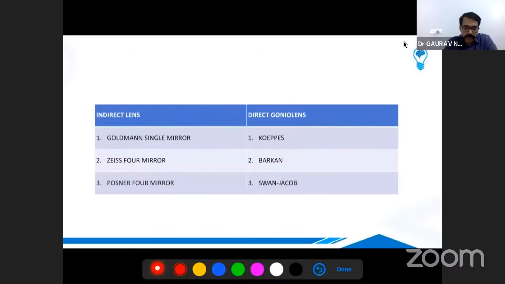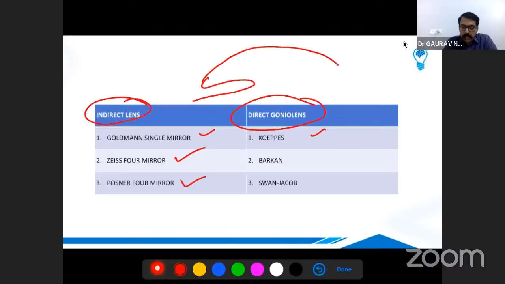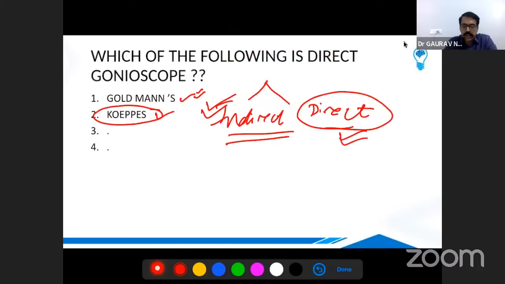So there are two types of lenses, indirect gonioscopes and direct gonioscopes. Goldman, Zeiss and Posner's are indirect ones. And Cope's is the one which is used for surgeries, because in this you are able to see the angle directly. See, this is how the angle is. Because of the total internal reflection, you cannot see the angle directly, so you need a lens over this to overcome it. Richardson and Rutherfords, no, they were not there. So Cope's is the correct answer. Which of the following is a direct gonioscope? Cope's is the one.